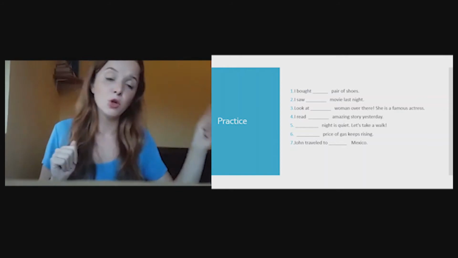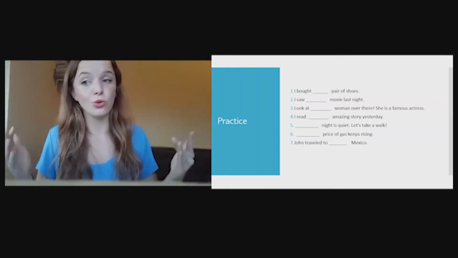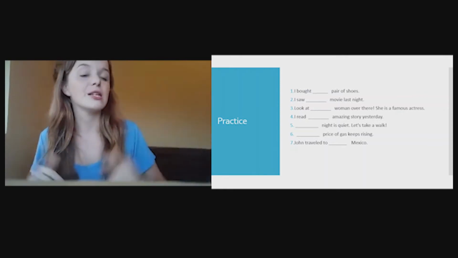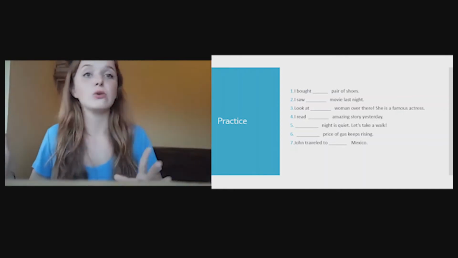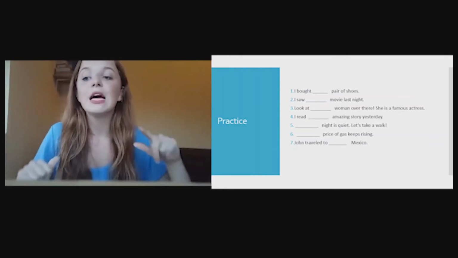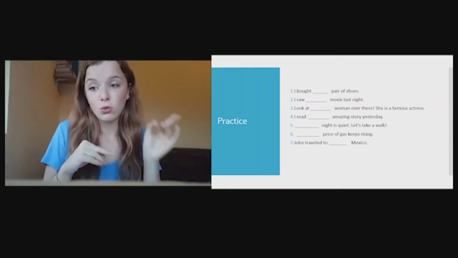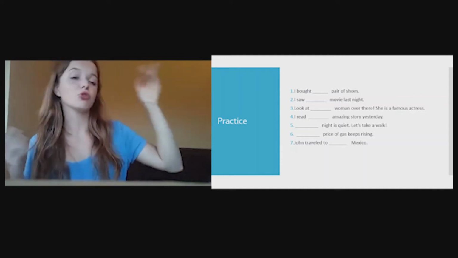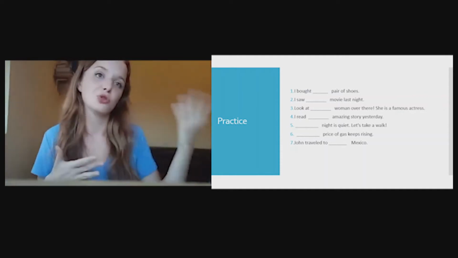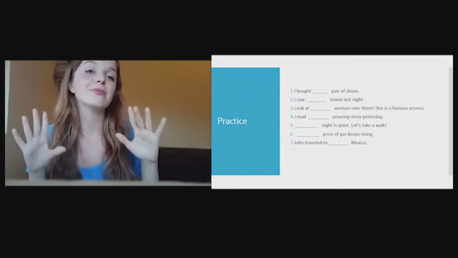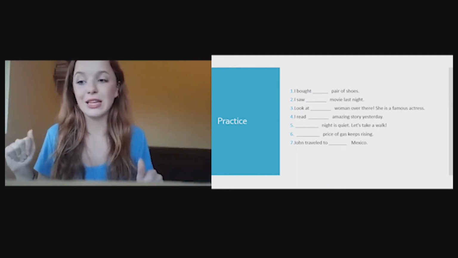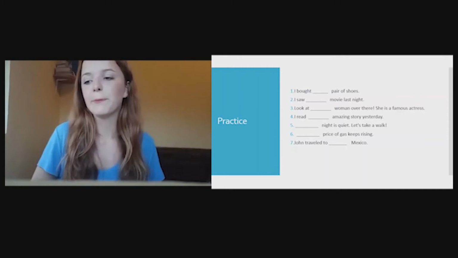I saw a movie last night. Same rule. But then you say, the movie I saw last night was about crime, let's say. Look at blank woman over there. She's a famous actress. So over there, probably you're going to point out or show a picture, and that means that your interlocutor knows who you're talking about, so you can say, look at the woman over there.